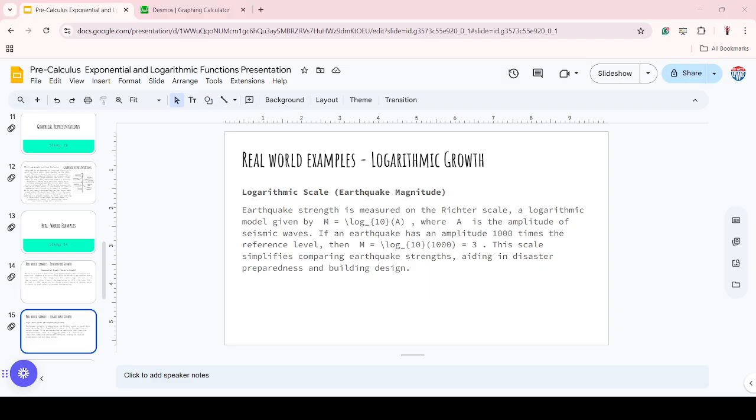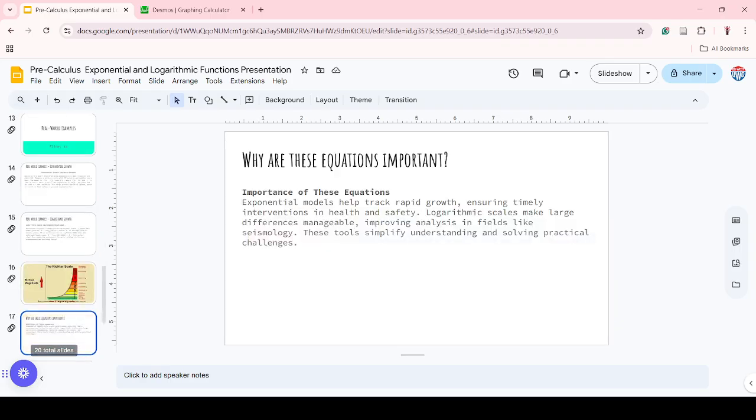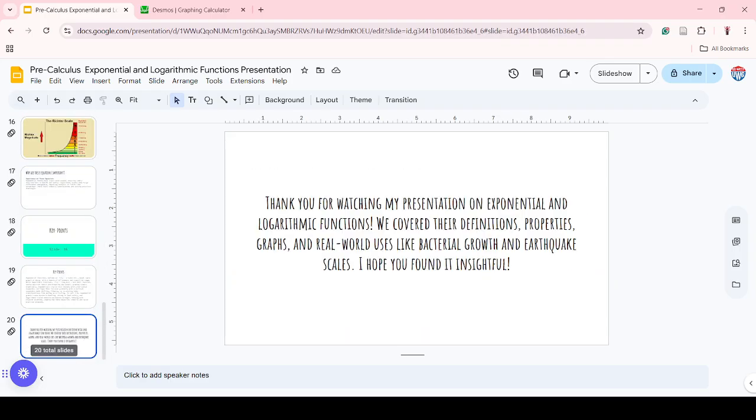Okay. The last slide I'd like to go over is this slide. I'd like to tell you, Professor Patel, thank you for watching my presentation on the exponential and logarithmic functions. In this presentation, we covered definitions, properties, graphs, and real-world uses like bacterial growth and earthquake scales. I do hope you find this presentation insightful.